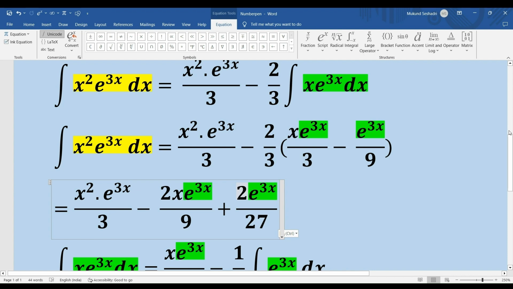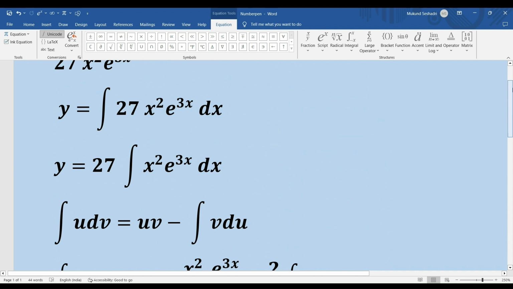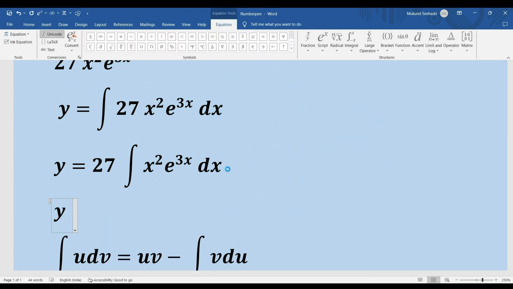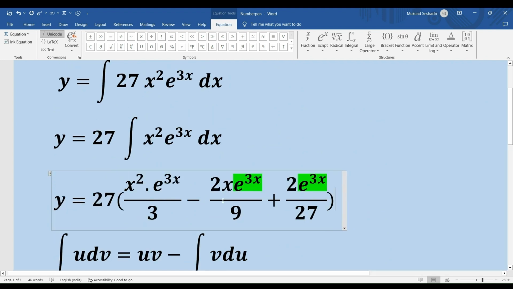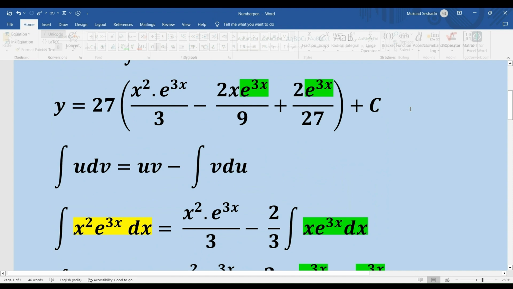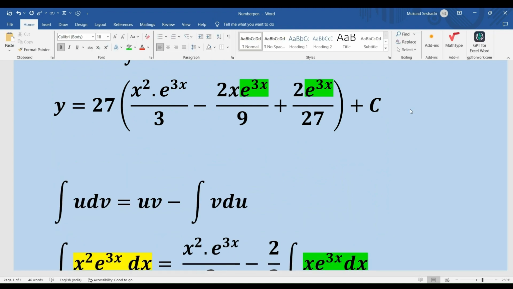Now, remember that this is not our y. My y was 27 times integral of x square into e to the power 3x dx, right? So, let us go back to our y and write down what is our y. My y equals 27 times, right? So, this is what I get for my y, and then I have my constant, right? I know that I can do a little more of simplification, so let's do that.